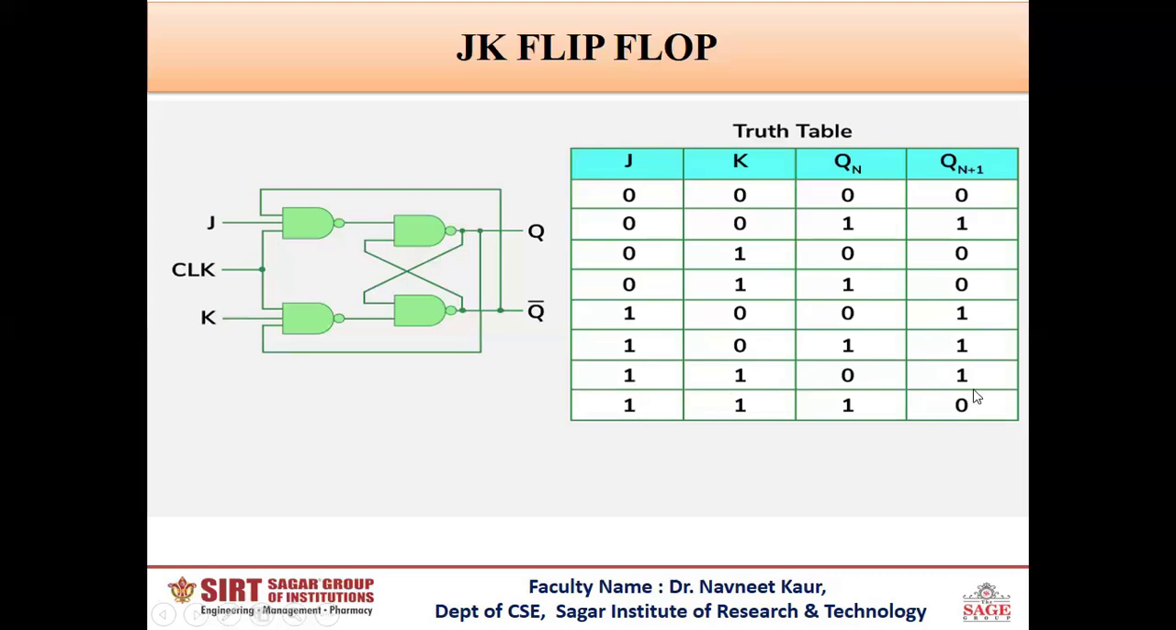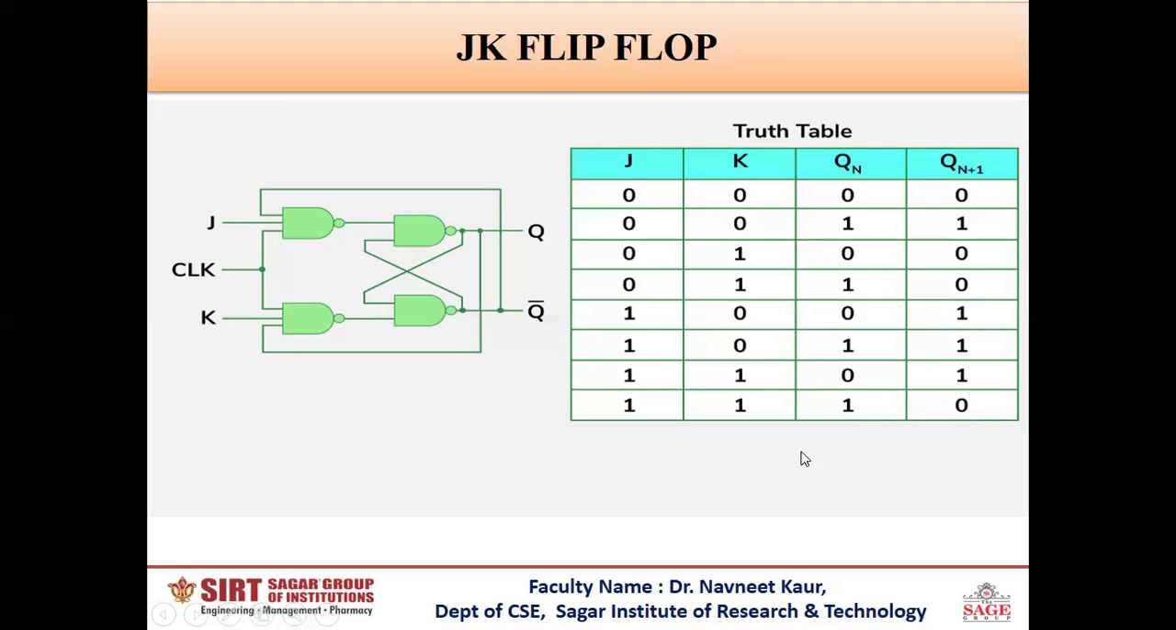Now, in the seventh and eighth cases, when J and K are both equal to 1, Qn plus 1 will always be the complement of Qn. Here we have seen that when Qn is 0, Qn plus 1 is 1, and when Qn is 1, Qn plus 1 is 0. This is known as the toggle state.